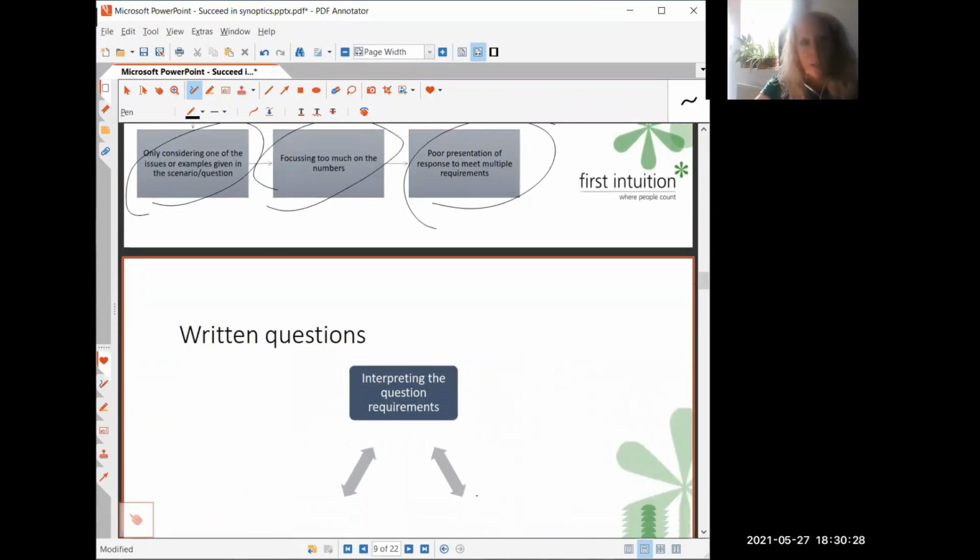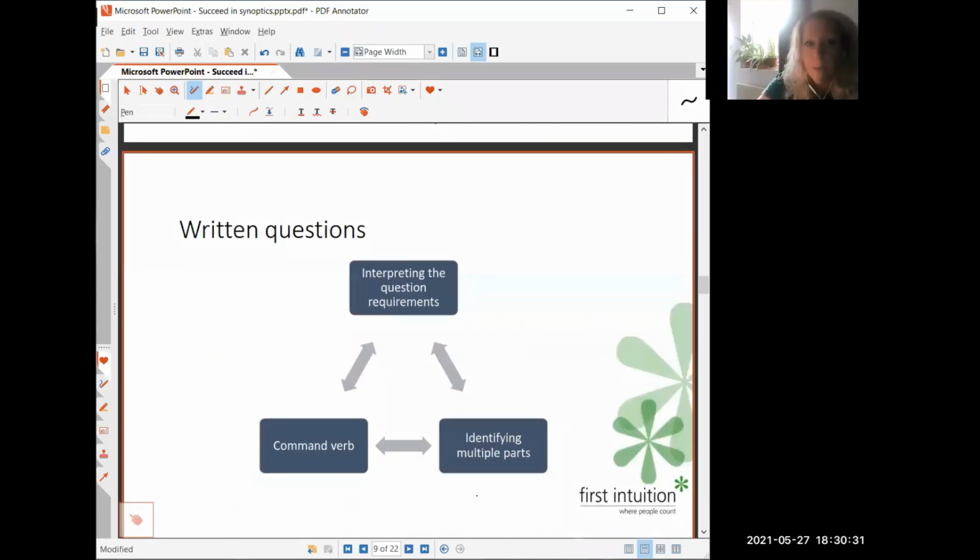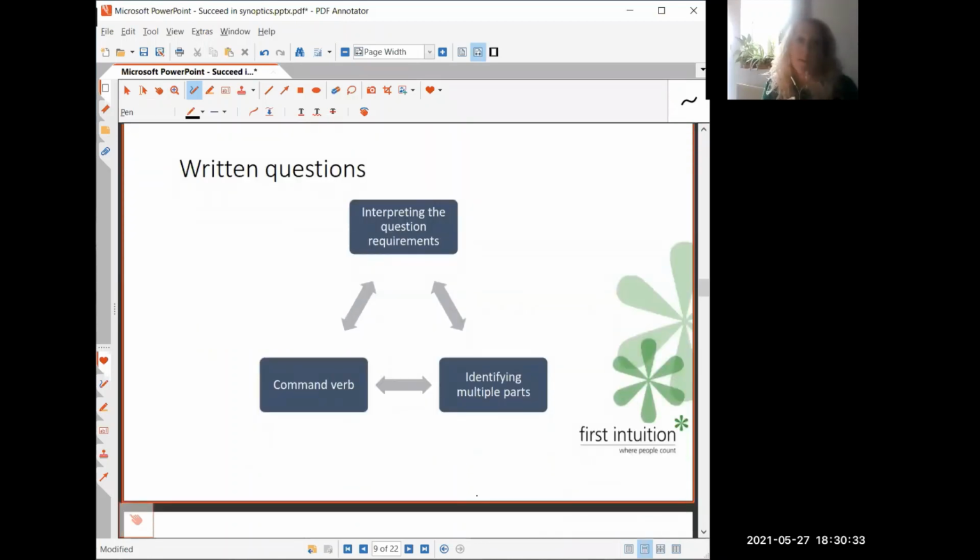So I know talking about the synoptic here, we're focusing very much on those written questions, and that's because this is where I see the most challenges or the most issues. The written questions are definitely where people struggle the most. So at level 3, we've got written questions in terms of ethics, and at level 4, those written questions could be in terms of accounting systems and internal controls, as well as the budgeting and financial knowledge. So written questions, what do you need to think about?